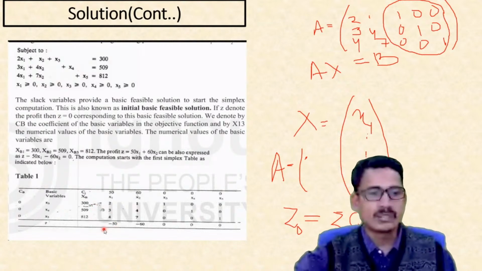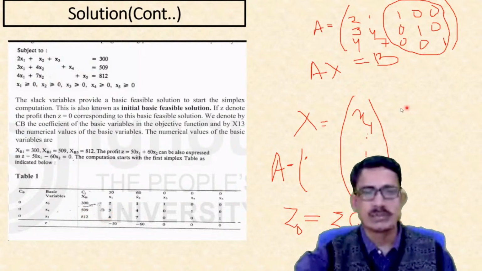Similarly, you have to find Z1, Z2, Z3, Z4, Z5. Wherever x1 is written, you find Z1; wherever x2 is written, you find Z2; and wherever x3 is written, you find Z3, Z4, Z5. How to get Z1? Same format. CB is always common, multiplied with the other columns. So 0 into 2 plus 0 into 3 plus 0 into 4, the addition will be 0.